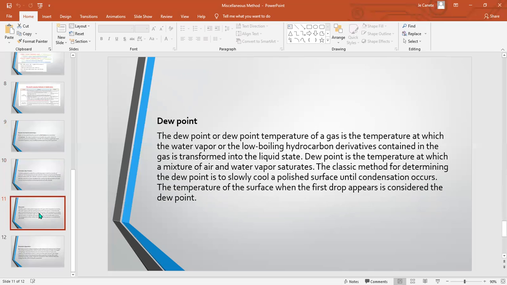Dew point. The dew point or dew point temperature of a gas is the temperature at which the water vapor of the low boiling hydrocarbon derivatives contained in the gas is transformed into liquid state. Dew point is the temperature at which a mixture of air and water vapor saturates. The classic method for determining the dew point is to slowly cool a polished surface until condensation occurs. The temperature of the surface when the first drop appears is considered the dew point.